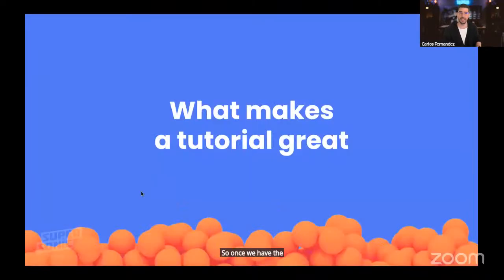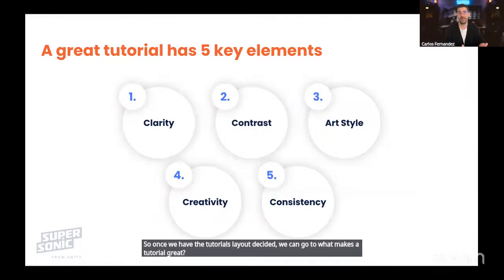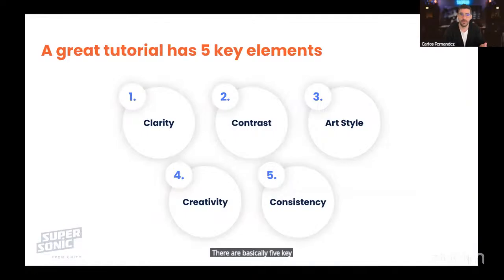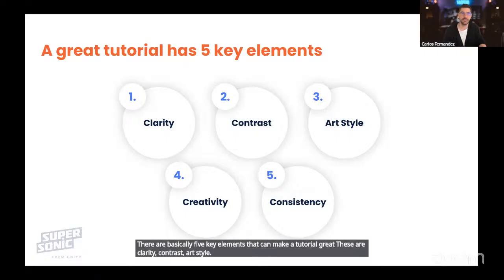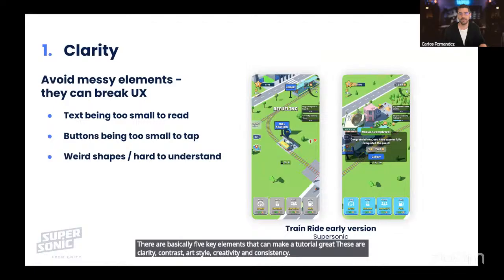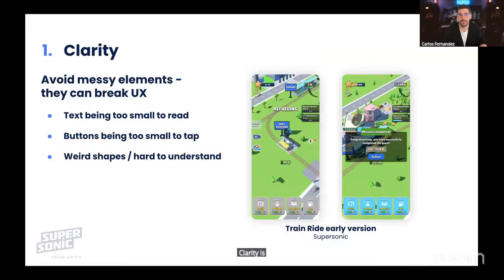So once we have the tutorial layout decided, we can go to what makes a tutorial great. There are basically 5 key elements that can make a tutorial great. These are clarity, contrast, art style, creativity, and consistency. Clarity is basically to avoid messy elements that can break your user experience.